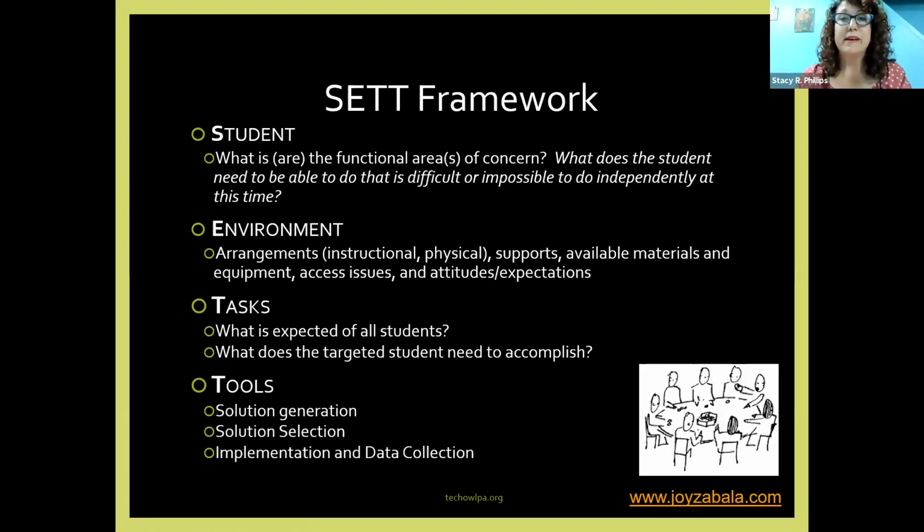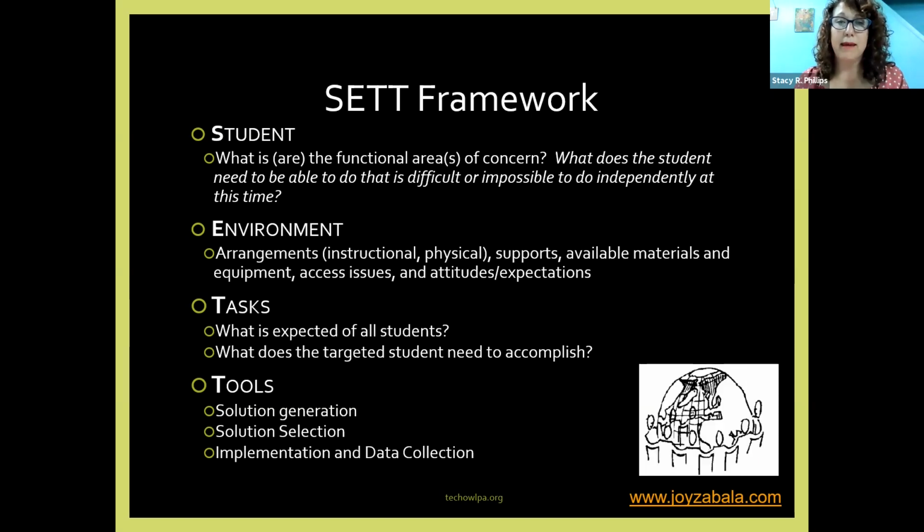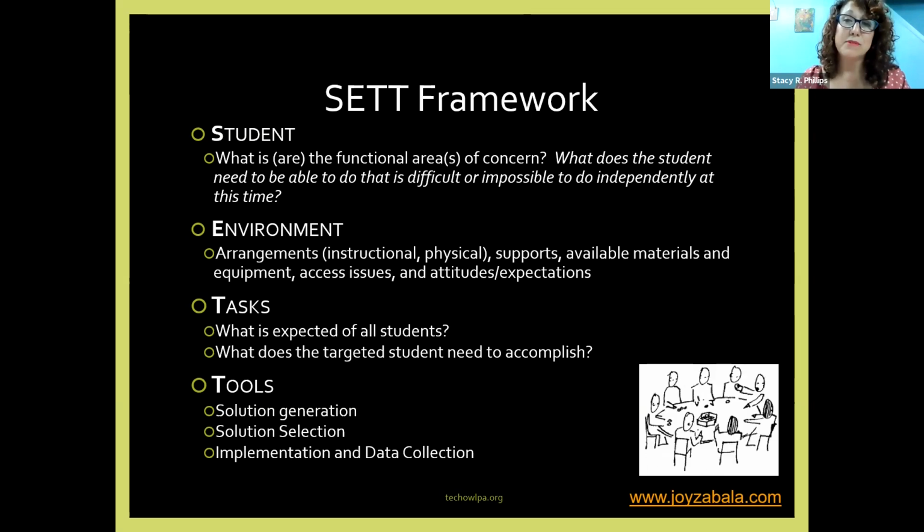Okay, so to expand on the SETT framework, these are the questions it's asking in that document under student. What are the functional areas of concern? What does the student need to be able to do that's difficult or impossible to do independently at this time? We know that children, as they grow, are constantly evolving and changing. So this should be done annually, just like an IEP meeting, because the key in that sentence is "at this time." If they can't do it independently now, they may be able to do it independently next year or in two years, depending on that student.